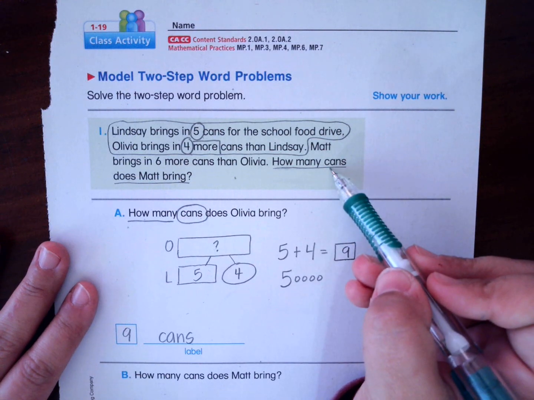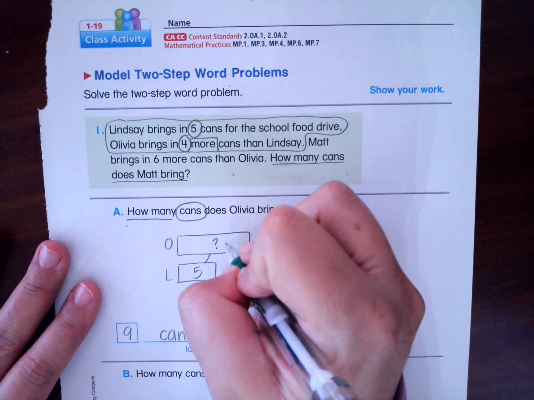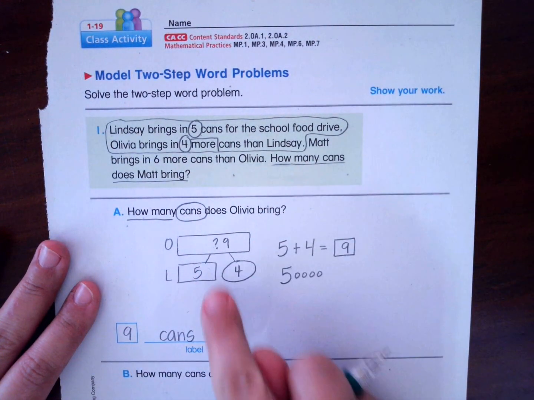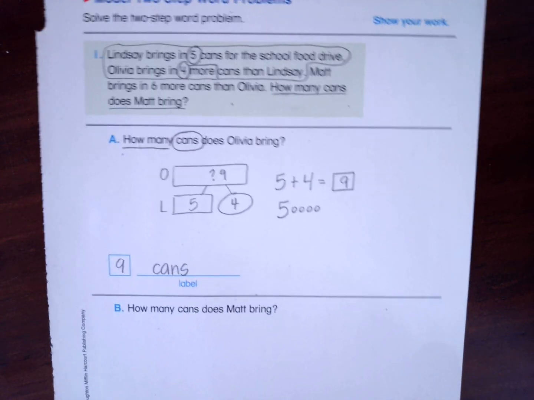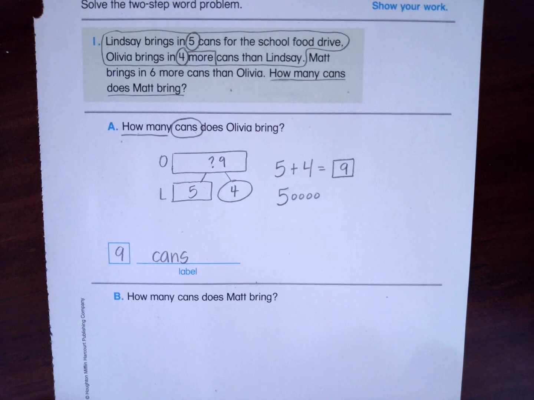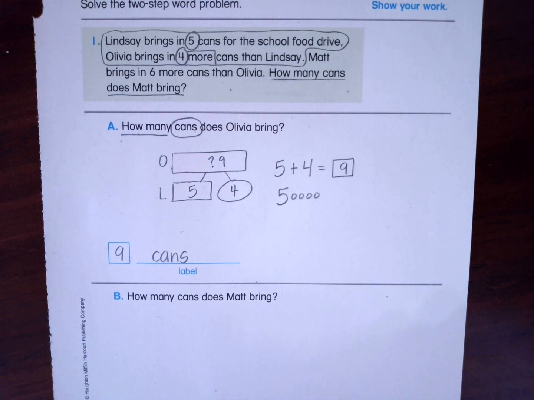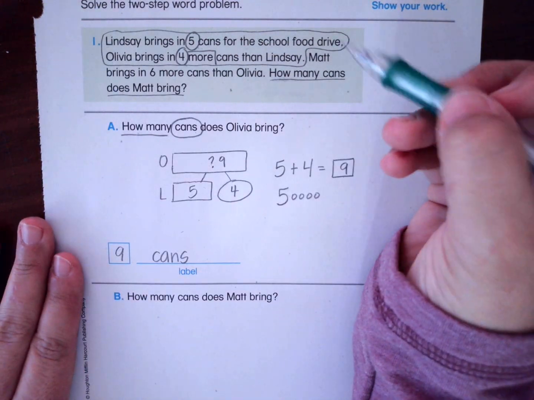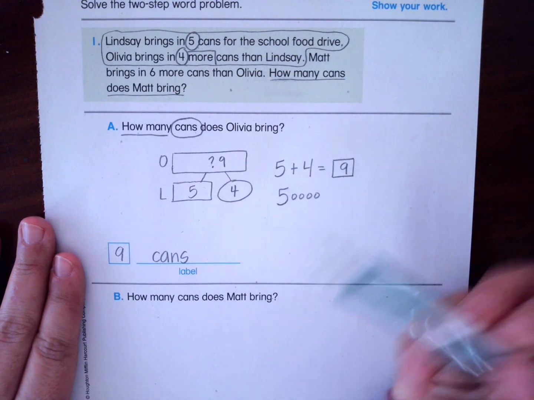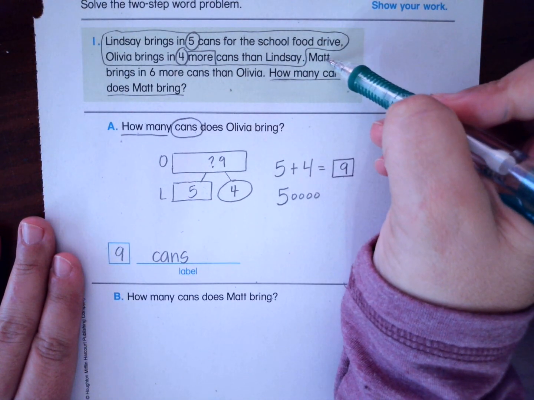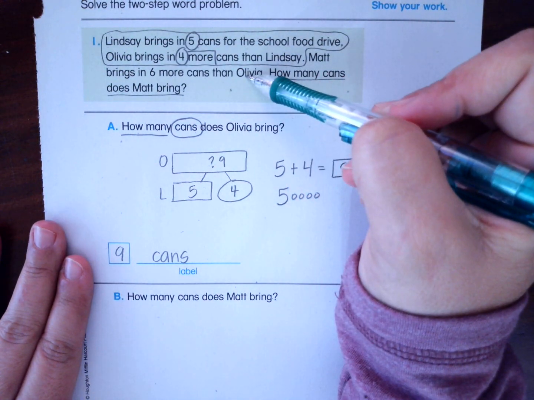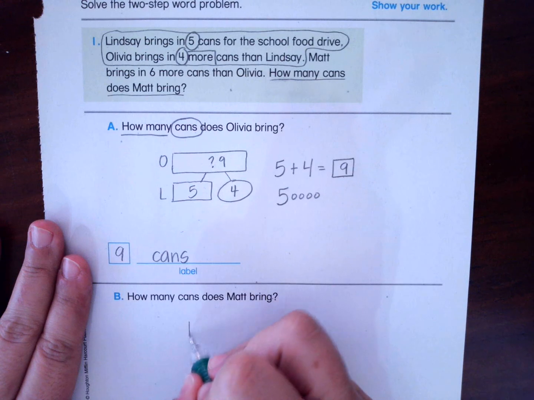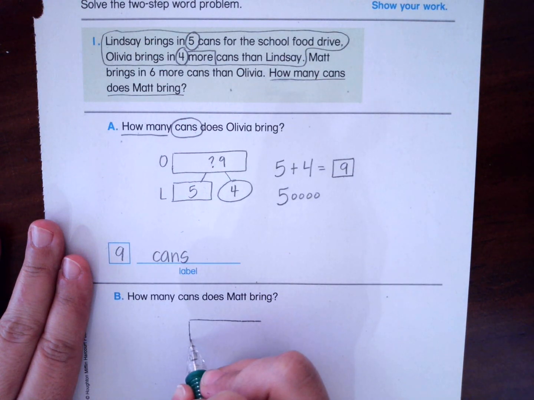But now I can solve my real question. I know that Olivia brought 9 cans. I'm going to put a 9 up there. I don't normally do that, but when I'm solving a 2-step problem, it helps me keep my answers straight. Okay, so now I know I'm trying to figure out how many did Matt bring? Well, Matt brought in 6 more cans than Olivia. So again, I have comparison bars. So let's get those ready.